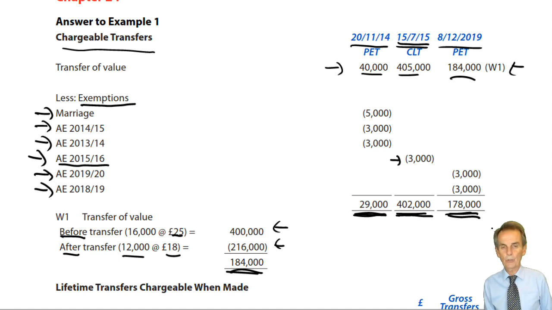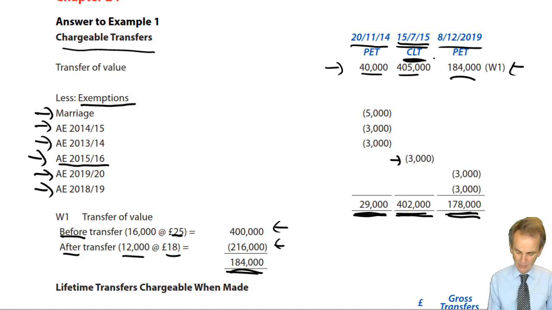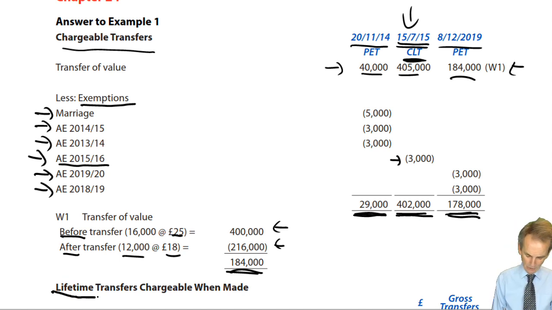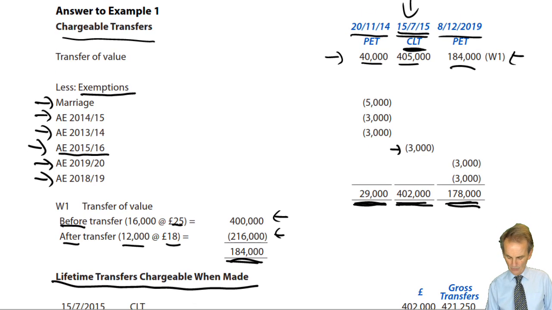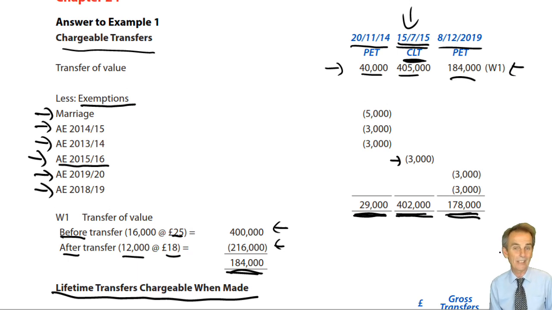Step 2 was the first of the IHT computations to be prepared, and that of course was for lifetime transfers chargeable when made. That is only CLTs. We've got one of them there in July 15. So what you now need to do is to set up that computation that you can just see here at the bottom of the screen, lifetime transfers chargeable when made. Now, what you'll need, I don't want to show you too much and give it all away. You can probably see it anyway on the page in front of you, but look away.